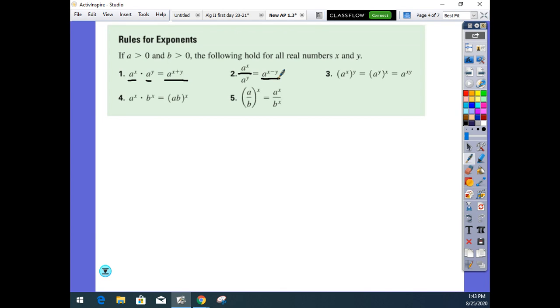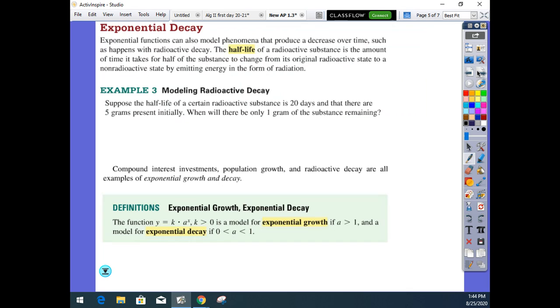Notice in number 4, the exponent is the same, so it's almost like I'm factoring out the x as the exponent and putting AB inside. So you can go either direction. Sometimes you're going to go this direction where you're starting out this way, sometimes you go the other way. This is a power to a power, so you're going to multiply. Write down all your exponents. Pause the video if you need to. It's also in your book.